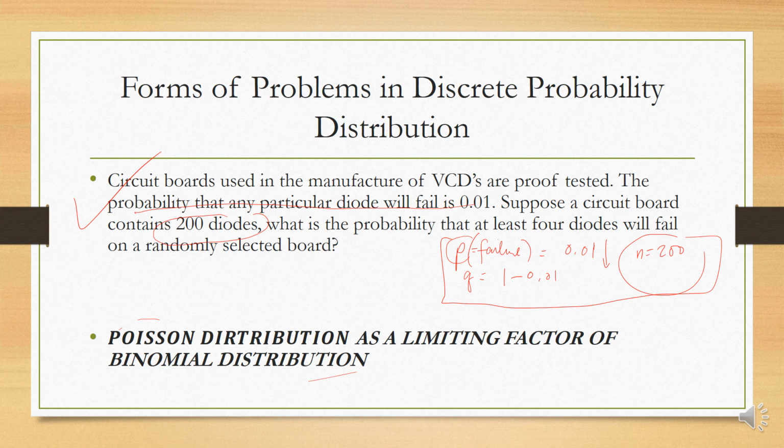Makikita ninyo sa problem yan. Kapag ang P ay sobrang liit, kasi ang P natin kailangan 0.1, 0.05. Maliit pa din, pero 0.1 is the minimum. Dapat 0.1 or yung N natin ay nasa 20 lang. You will see why I am talking about this one. So, kapag ganyan, we have a Poisson distribution as a limiting factor of binomial distribution. How to solve that, we will discuss that later on.